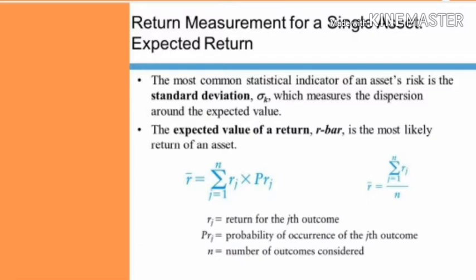This is the formula for return measurement for a single asset, the expected return. The most common statistical indicator of an asset's risk is standard deviation, or sigma k, which measures the dispersion around the expected value. The expected value of a return, R bar, is the most likely return of an asset.